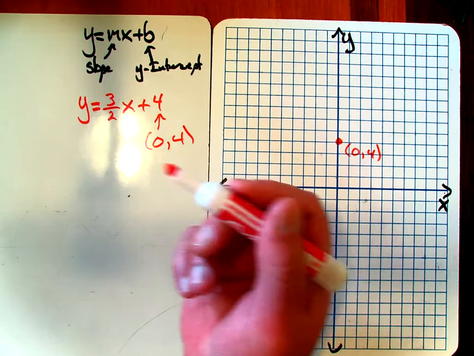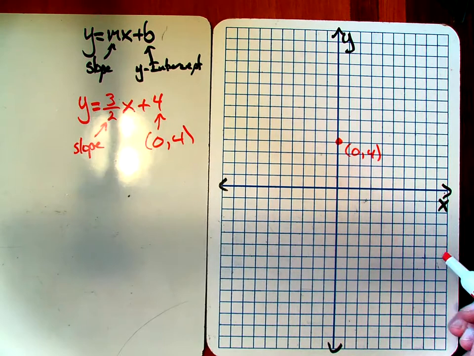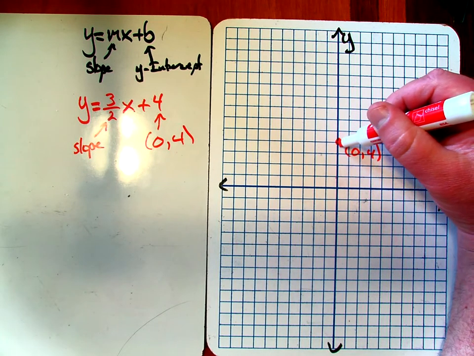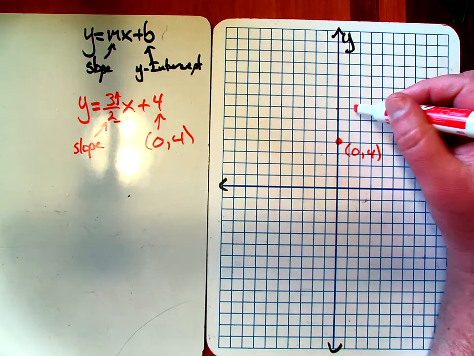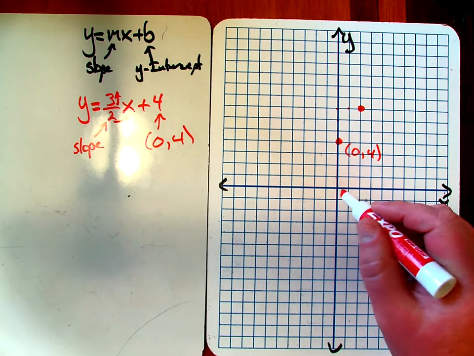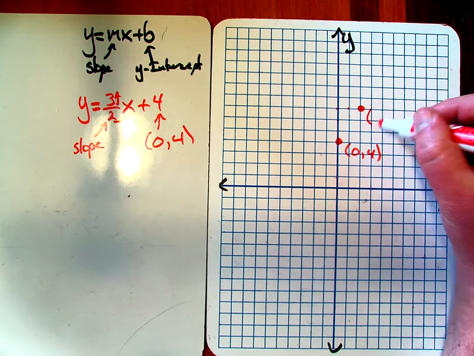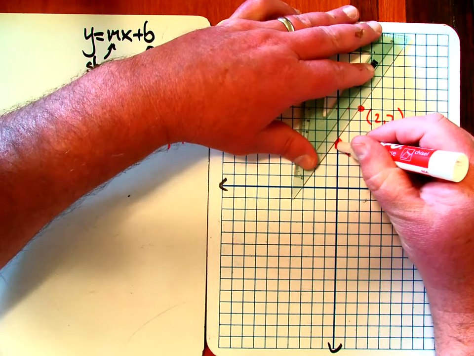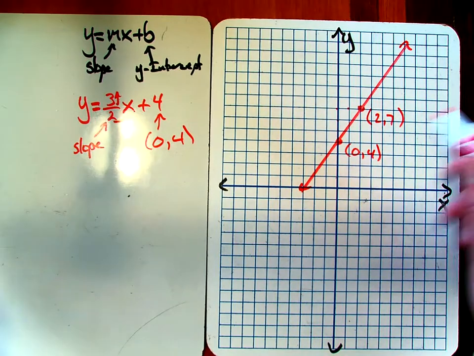Well, now I just need to find another point, and actually I can just take a look at this because this is slope. Slope is 3 over 2. So to find another point on this line, I'm going to go from my starting point, this 0, 4, and I'm going to go up 3, 1, 2, 3, forward, positive 2, 1, 2. This is a coordinate on the line. When x is 2, y is 1, 2, 3, 4, 5, 6, 7. So when x is 2, y is 7. And if I've done those properly, I can now connect them with a straight line. And that is the graph for this equation.